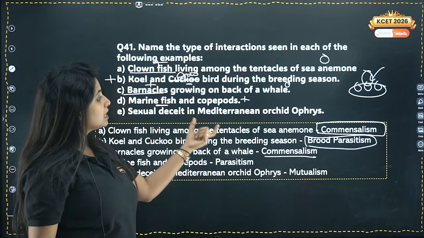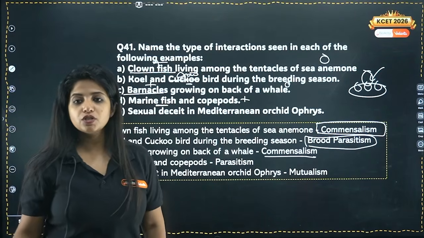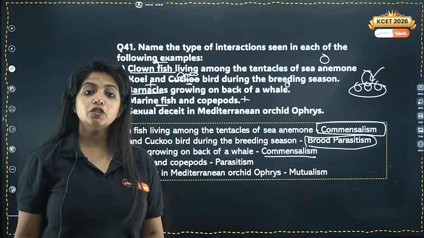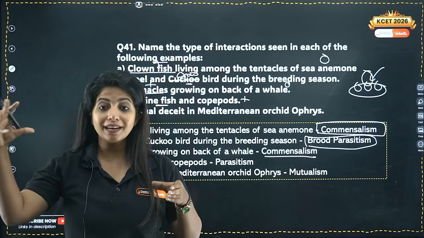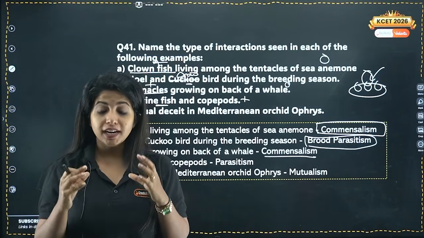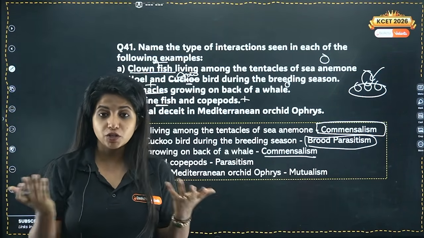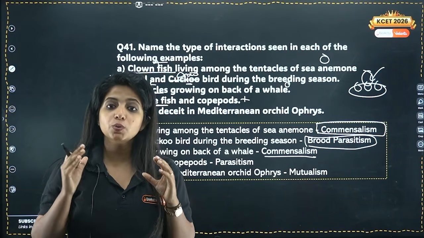Now we have sexual deceit in Mediterranean orchid, that is Ophrys. So Ophrys, which is there, it's an orchid, and it looks like the female honeybee. So the male honeybee comes and tries to copulate with it. It's known as pseudocopulation, or false copulation, because actual copulation is not happening. This is not a female bee. But anyway, in this process, pollination is going to happen.